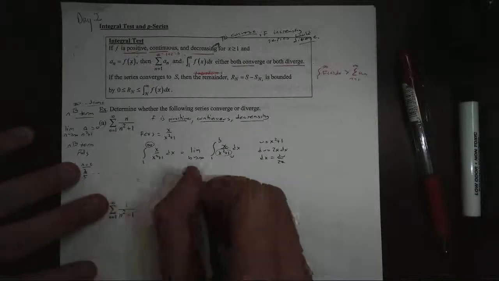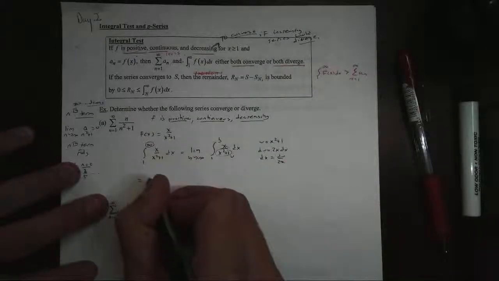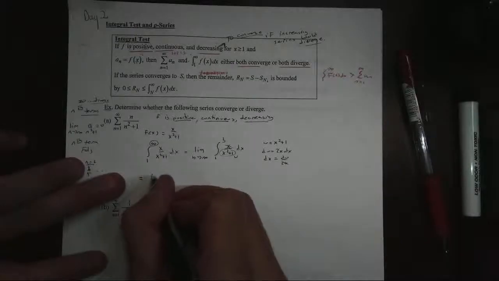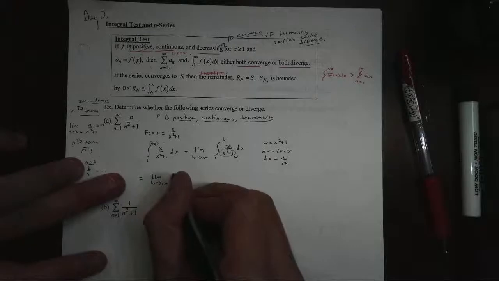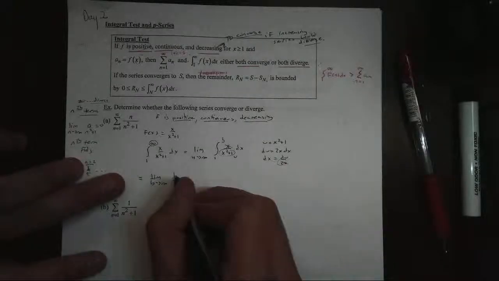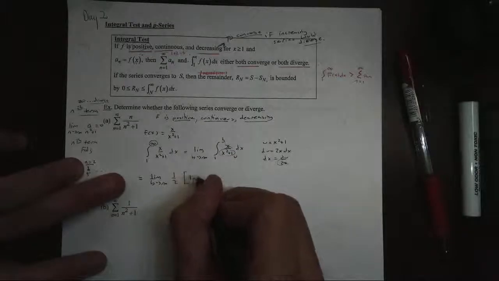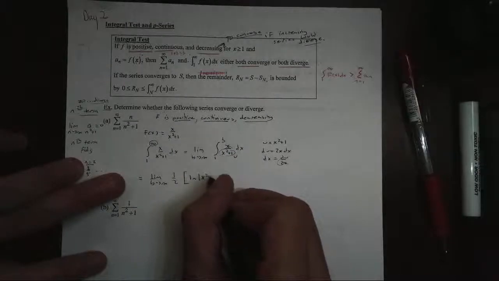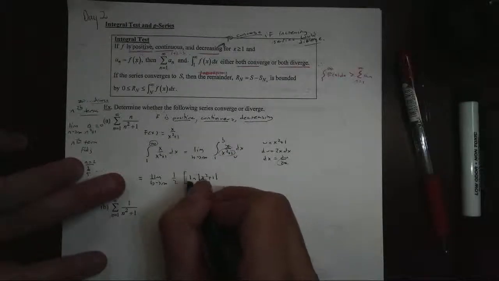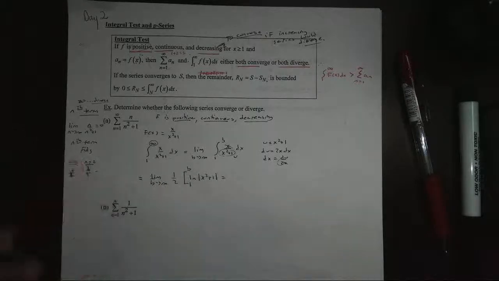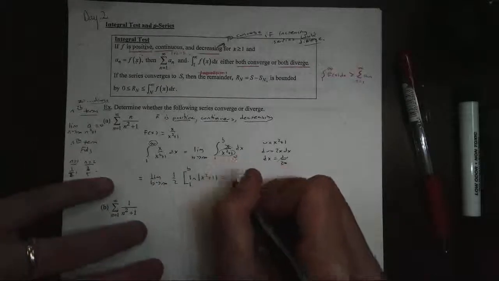Now if you recall, this whole bottom here is just u. So when I integrate this, and I can do this real quickly, I get the limit as b goes to infinity. I'm going to integrate this, and don't forget the 1/2. This is just 1 over u, so I get the natural log of u, which is x squared plus 1, and this is going to go from 1 to b. Take a moment and verify that if you need to.